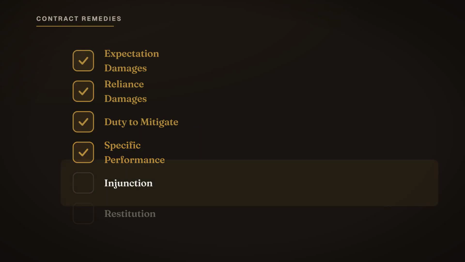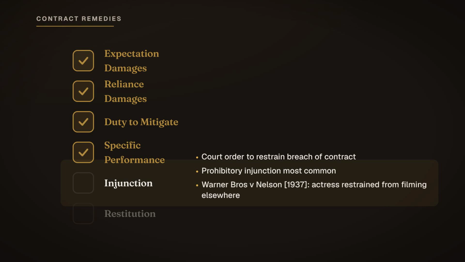An injunction is another equitable remedy. In the contractual context, a prohibitory injunction can be used to restrain a party from doing something that would breach a negative stipulation in the contract. The classic case is Warner Bros. Pictures v. Nelson in 1937, where Bette Davis, an actress, was restrained by injunction from working for another studio in breach of her contract, even though specific performance of the positive obligation to act for Warner Bros. could not be ordered. Because it is equitable, an injunction is subject to judicial discretion, and the court will weigh the balance of convenience and whether damages would be an adequate remedy.